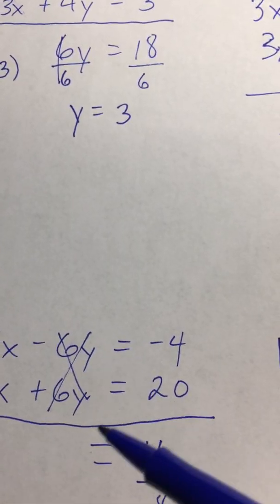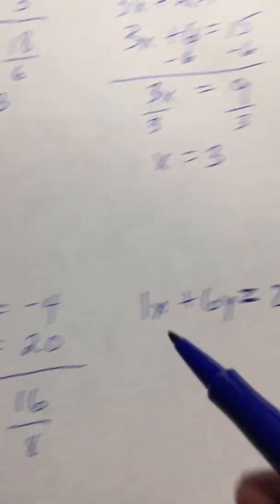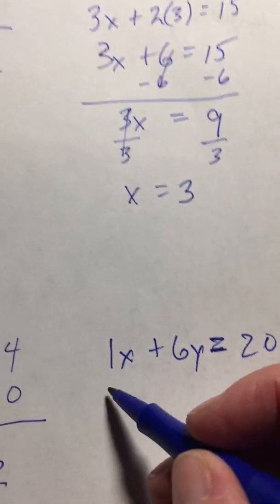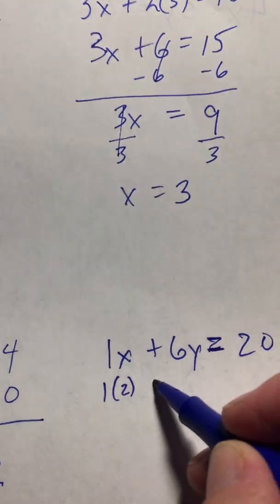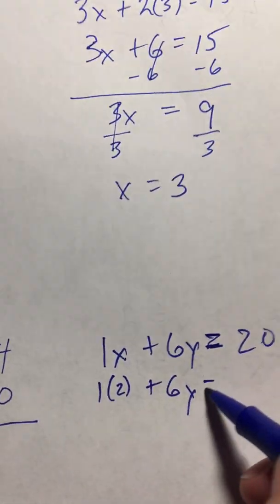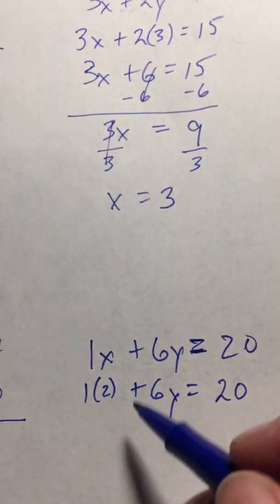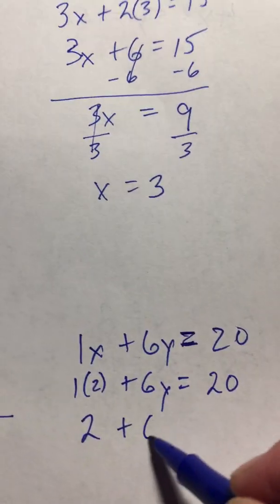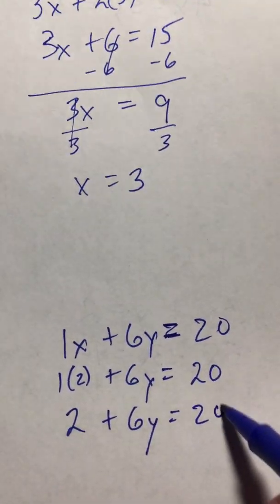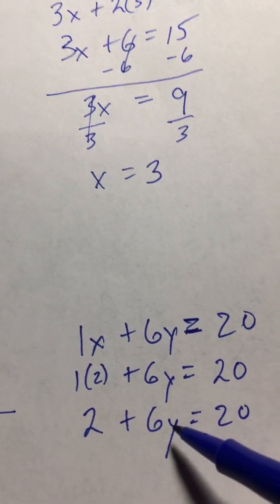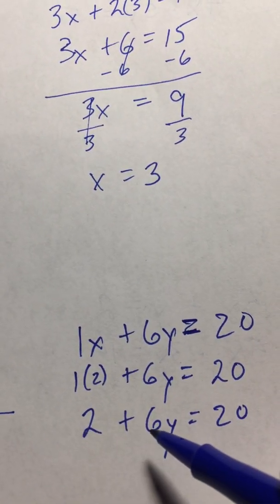And again, you could have picked either equation. X is what number? 2. So where the x is, I'm going to plug in my 2. So 1 times 2 plus 6y equals 20. All right, 1 times 2, of course, is 2. So this is just 2 plus 6y equals 20. We're solving for y. I want to get it by itself, so we've got to get rid of the 2 and the 6. Which one do you get rid of first?